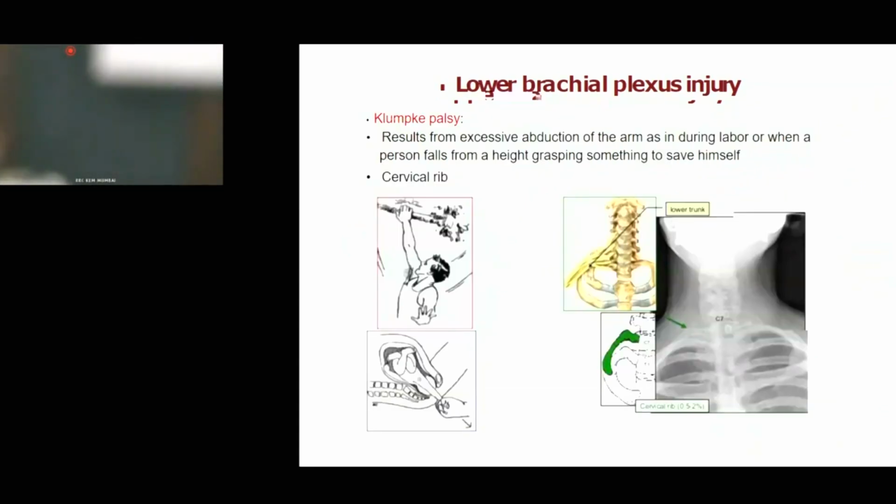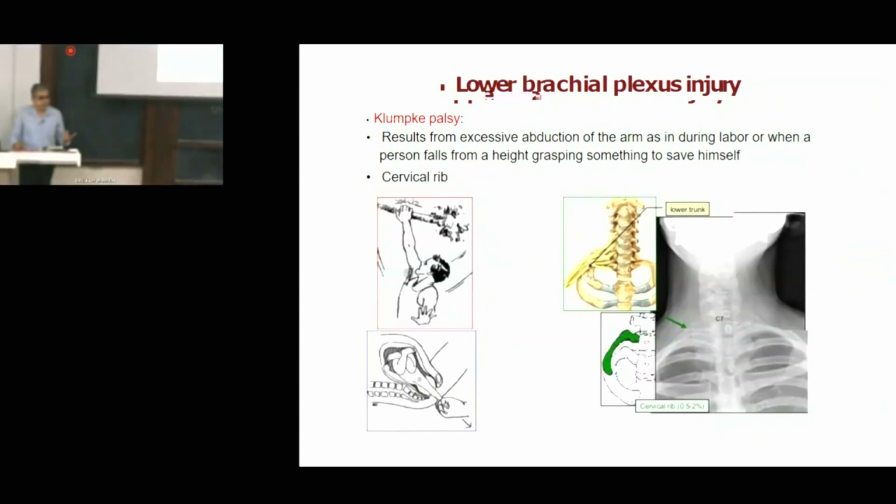The next common injury of the brachial plexus is Klumpke paralysis. When will that happen? When there is a sudden extension of the limb, meaning the axilla angle between the body and the limb suddenly increases. That leads to tensioning of the lower trunk, C8 and T1. All the intrinsic muscles of the hand are supplied by C8 and T1.